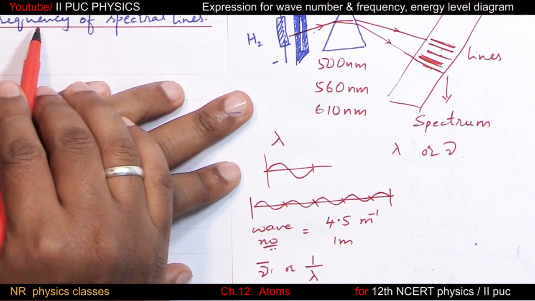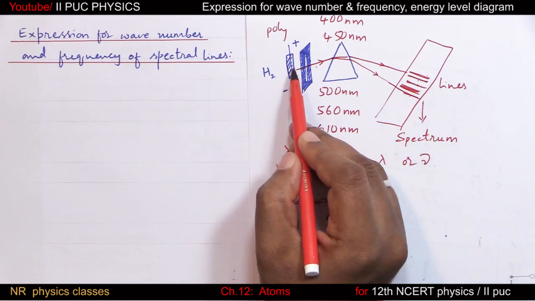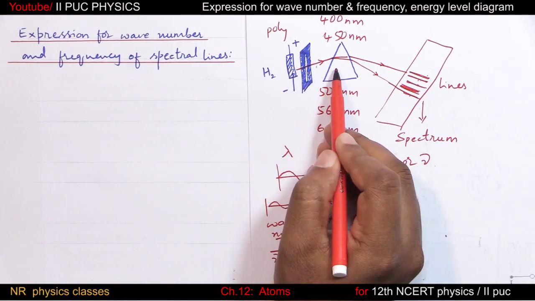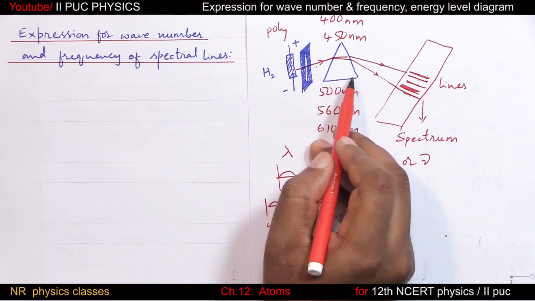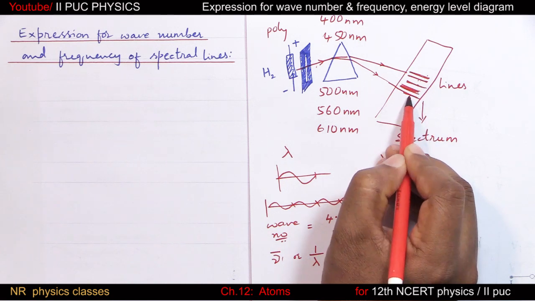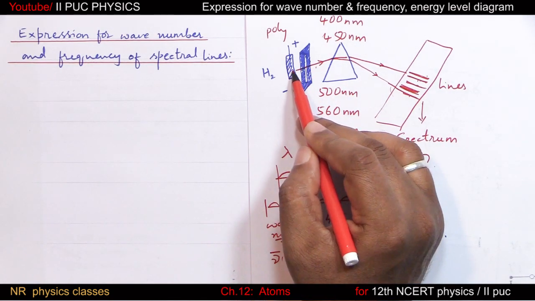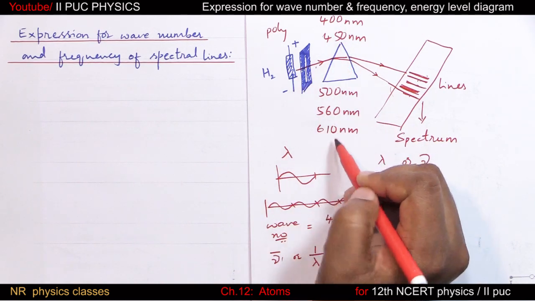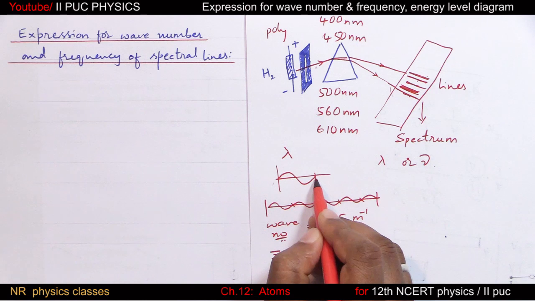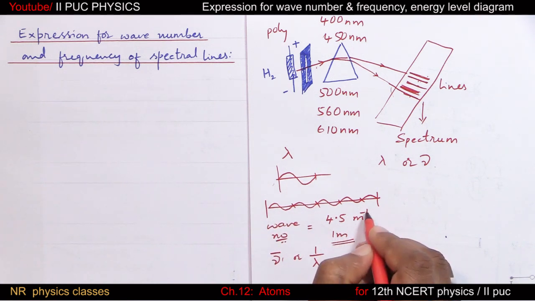Frequency is number of waves or cycles completed per second. Let me summarize. If hydrogen gas is suitably excited and made to pass through a slit and a dispersive medium, we can find components or constituent colors. These are called spectral lines, and this is the spectrum of hydrogen. If light emitted by hydrogen has 5 wavelengths, only 5 lines can be found. Wavelength means length of a wave. Wave number means number of waves in a meter, number of wavelengths in a meter. So SI unit is per meter.